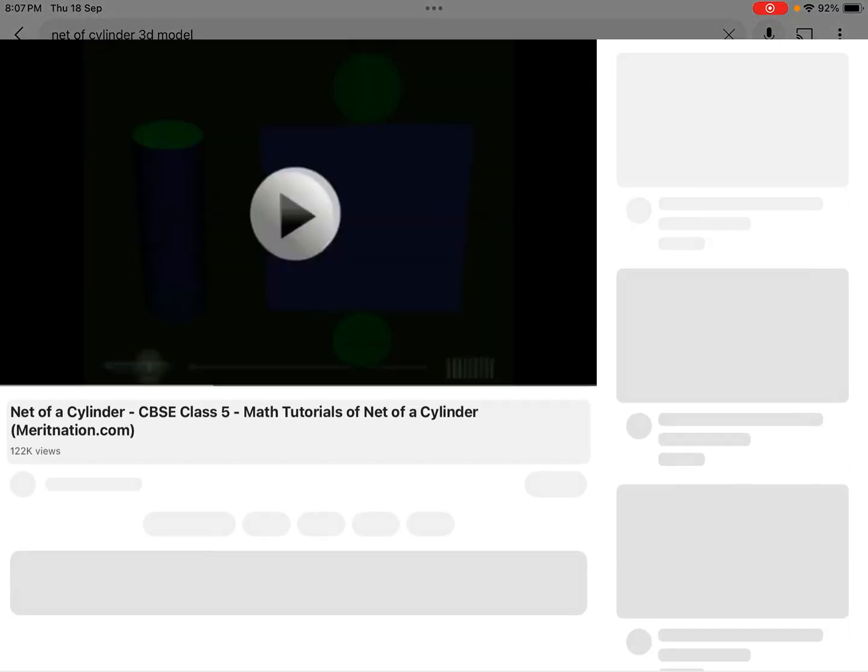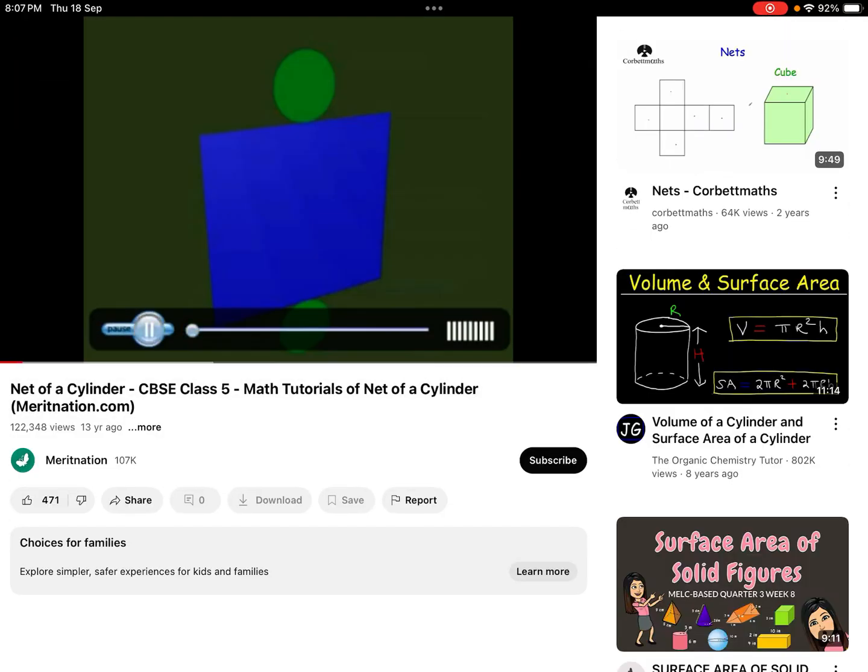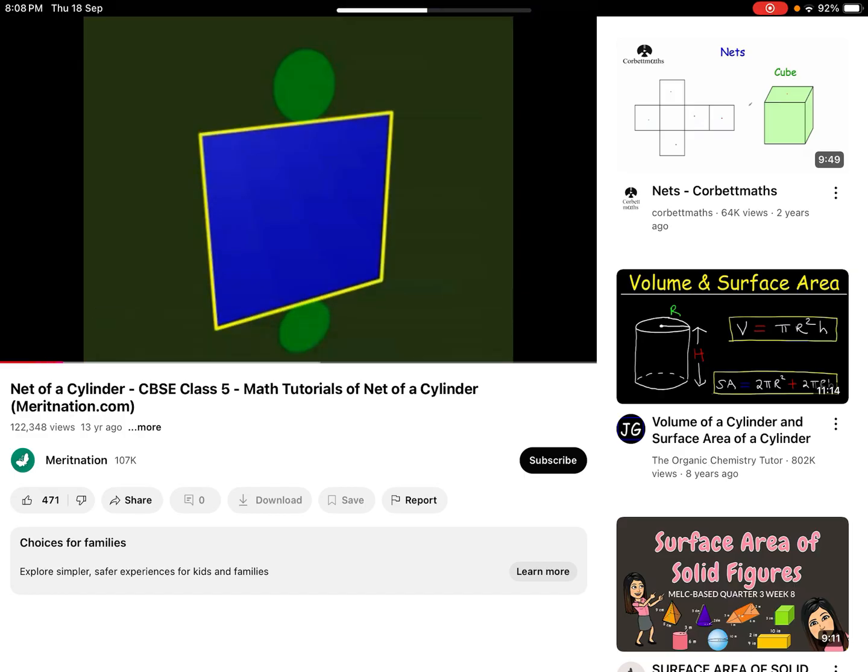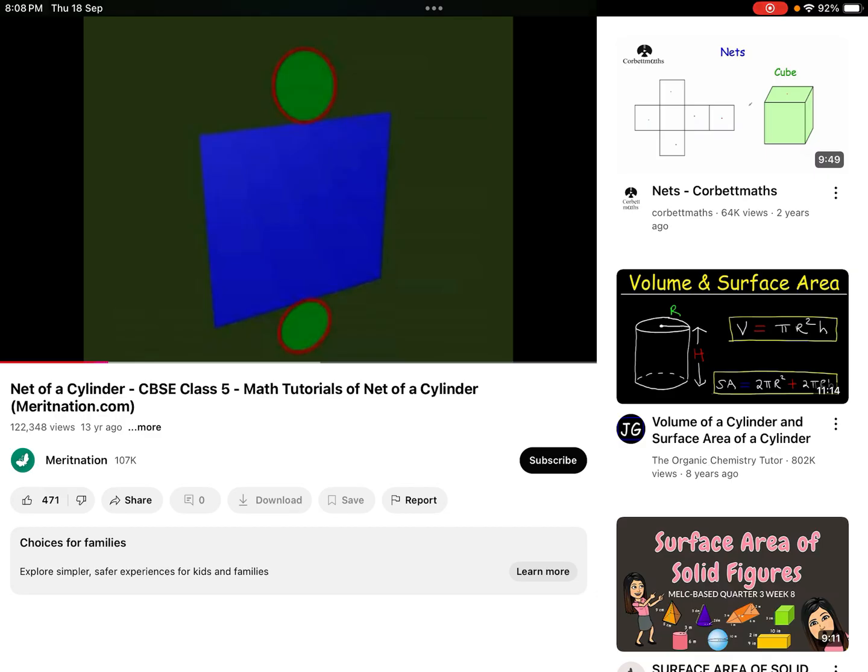Okay, let's look at this one. What do we have with us? We have a rectangle and two equal circles. This, in fact, is the net of a cylinder. So how can you fold this to form a cylinder? You can do it like this. So now we understand how to form a cylinder from its net.